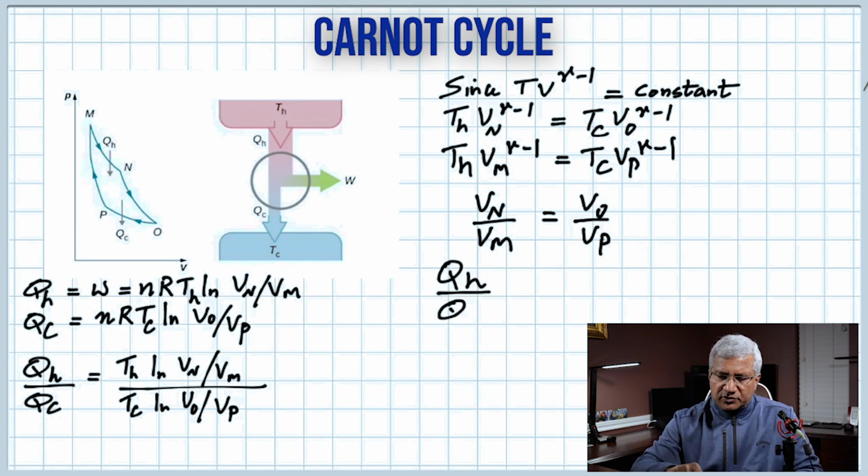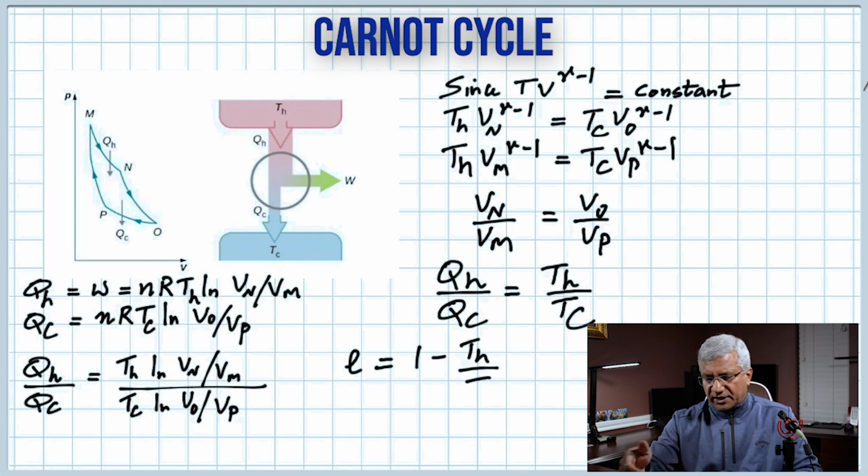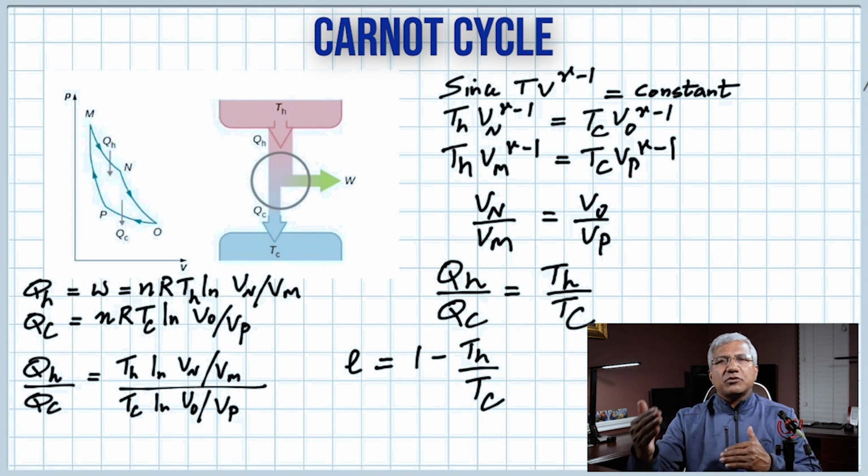So now look at that. That means these two ratios are the same. So the natural logs cancel out. These two are the same. So we get QH by QC is equal to TH by TC, which is important. So the ratio of the heats is the same as the ratio of the temperatures. Therefore, efficiency can also be written as 1 minus TC by TH instead of 1 minus QC by QH. I hope that makes sense.